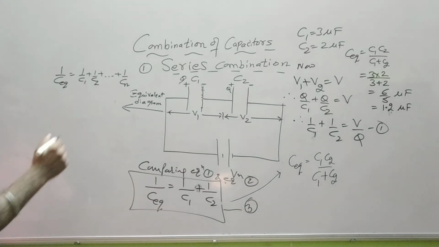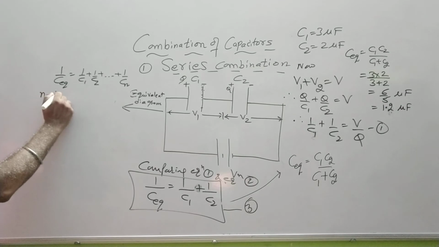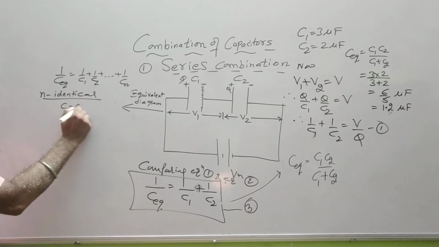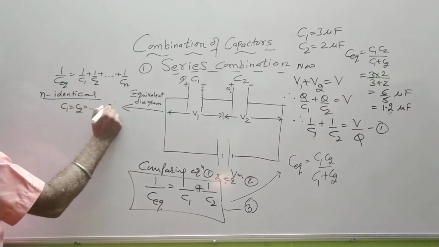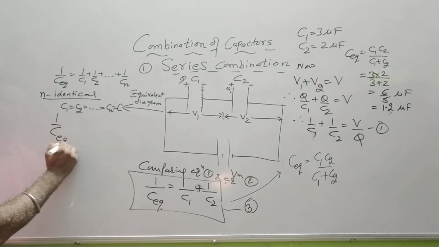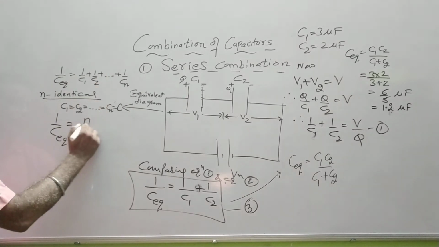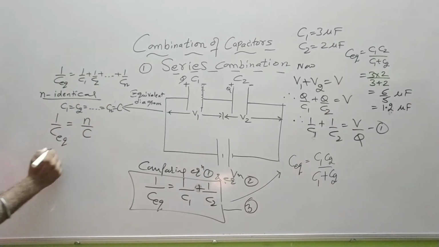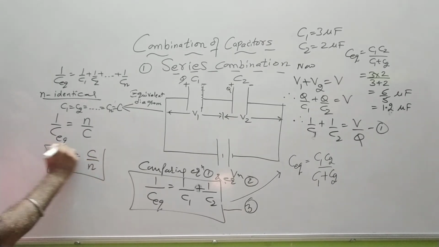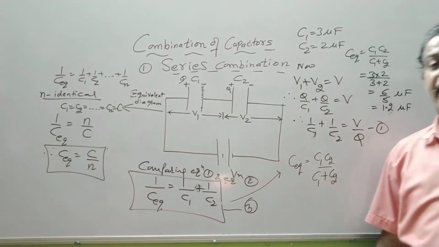Now if I say instead of these different capacitors, I have n identical capacitors. When I say n identical, I mean C1 is equal to C2 is equal to dash dash dash equal to Cn is equal to C. So 1 upon C equivalent can be written as 1 upon C plus 1 upon C plus 1 upon C, that is n upon C, and therefore C equivalent becomes C by n.